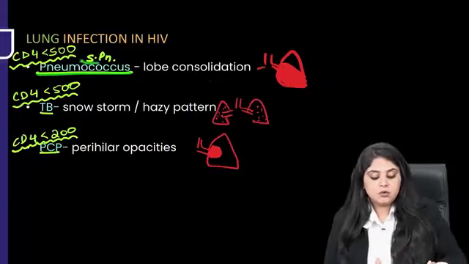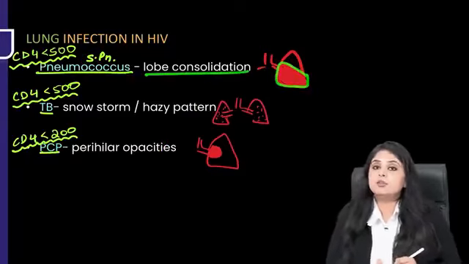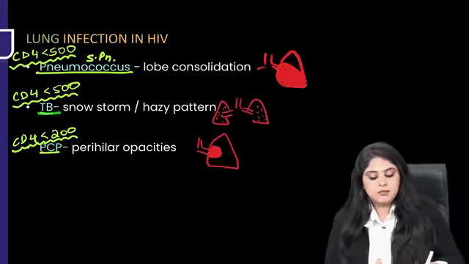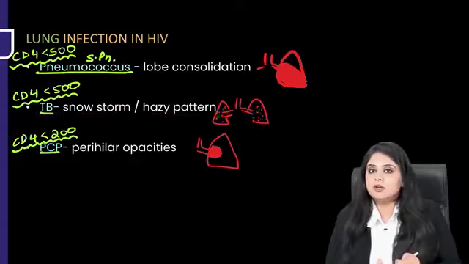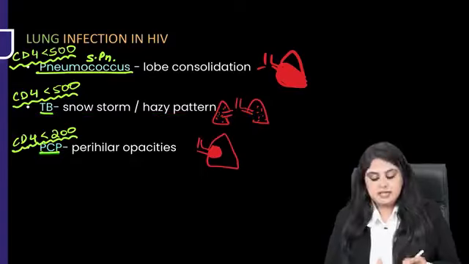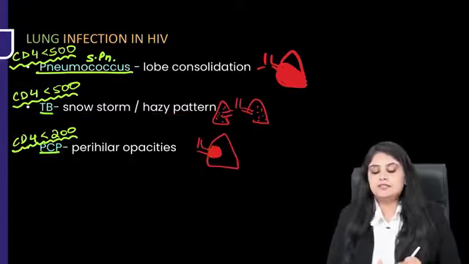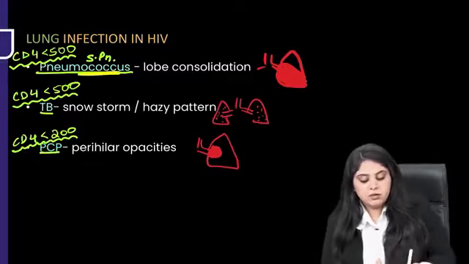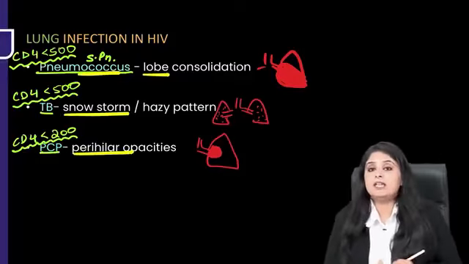We all know streptococcus pneumonia. The pneumonia that involves an entire lobe, that is lobar consolidation. For TB, I think everyone knows there's a very famous snowstorm or hazy appearance in radiology. And pneumocystis carinii is very famous for perihilar involvement, around the hilum. Repeating, pneumonia has lobe involvement, TB has snowstorm, hazy pattern, and pneumocystis has perihilar opacities.